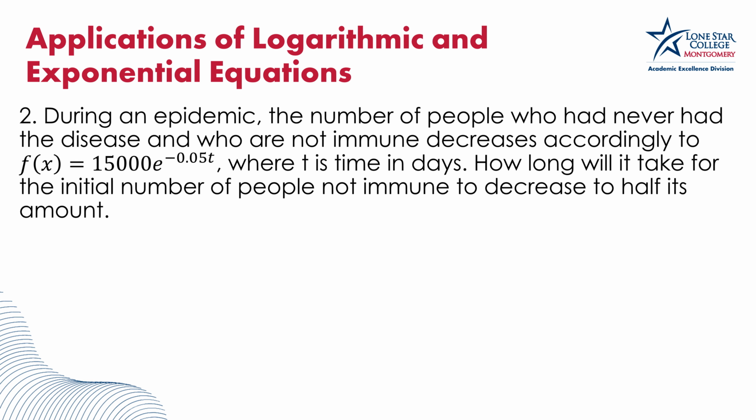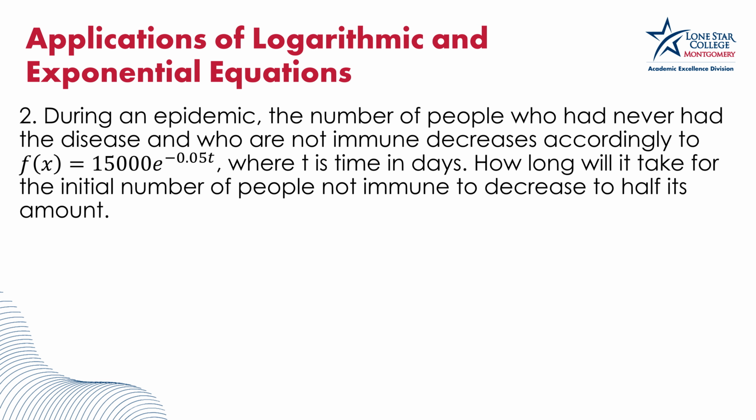So let's look at another example. During an epidemic, the number of people who have never had the disease and who are not immune decreases according to the function here. F of x equals 15,000 e to the negative 0.05 t, where t is the time in days. How long will it take for the initial number of people not immune to decrease to half its amount?